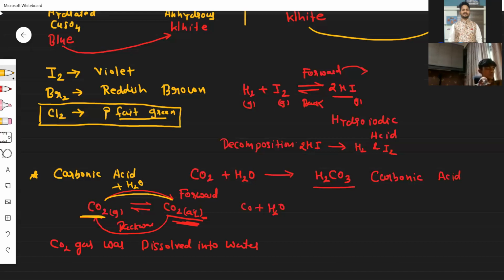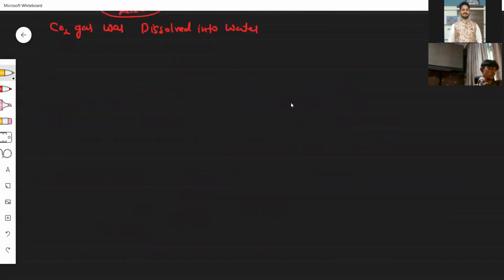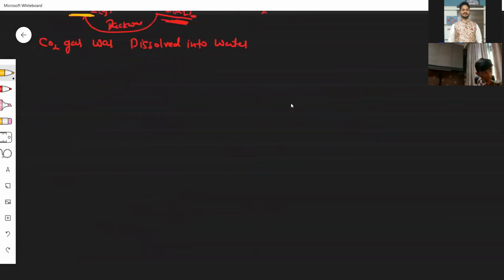Now we'll move ahead and we'll talk about a few characteristics of the equilibrium. So first we need to understand what is an equilibrium. We have discussed that already. Let me scroll up. Now we'll see the characteristics of an equilibrium. This is an important concept for any chemistry exam.